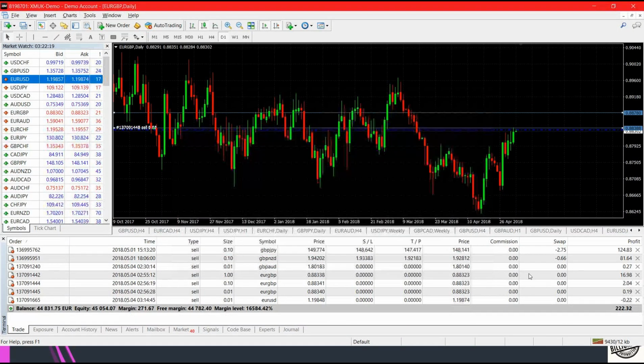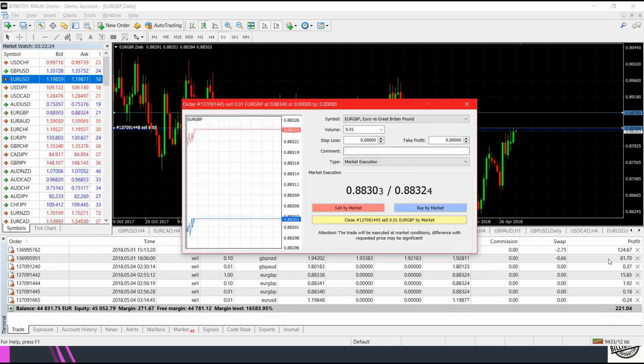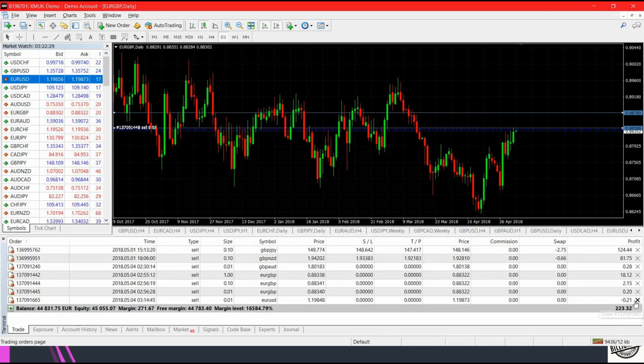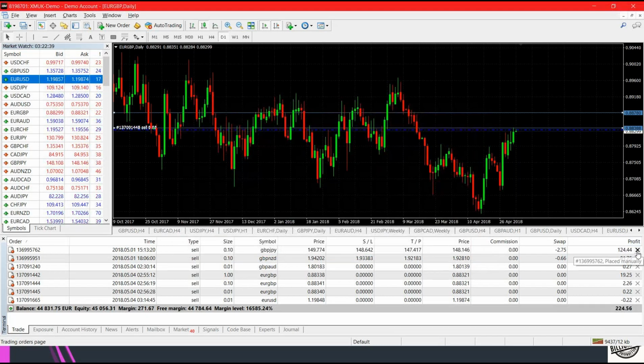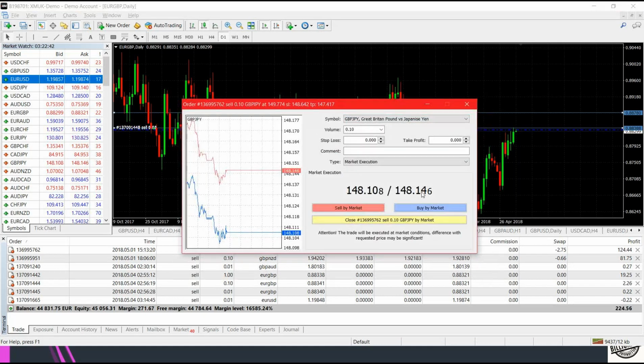But right now, it means I'll be making 19 or 18 pounds. That's how much I'll be making. If I close this one right now, it means I'll be losing 21p. Sorry, I will be losing 21 cents or whatever. So that's what that one means. If I close this position that I have now, if I click this and close it, that means I'll be making 124 euros.